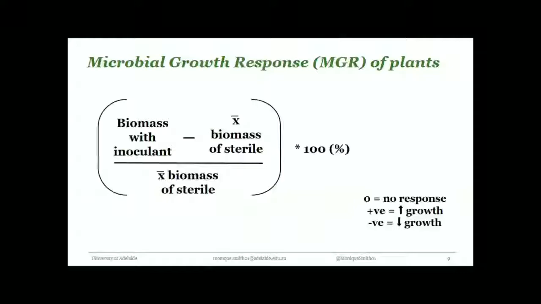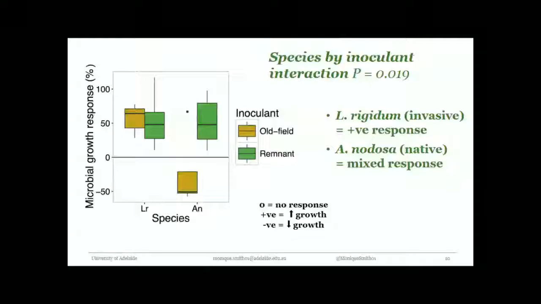So I'm going to present my results as the microbial growth response of the plants. This is the biomass of plants grown with the inoculant, where you take the mean biomass of plants that had no microbes in the sterile control, and then you divide that by the mean biomass of the sterile control. So it's represented as a percentage. On this graph, I have microbial growth response on the Y axis, and the line at zero would indicate no growth response in the plant with the addition of microbes. Above the line is a positive growth response, and below the line is a negative growth response.